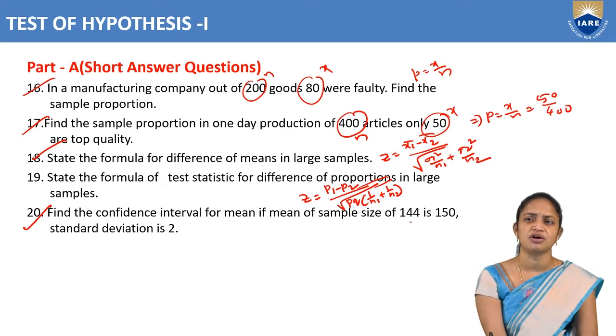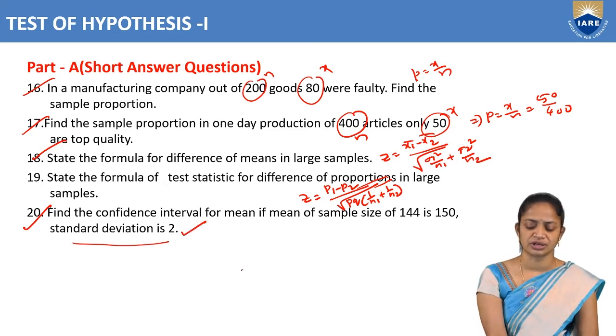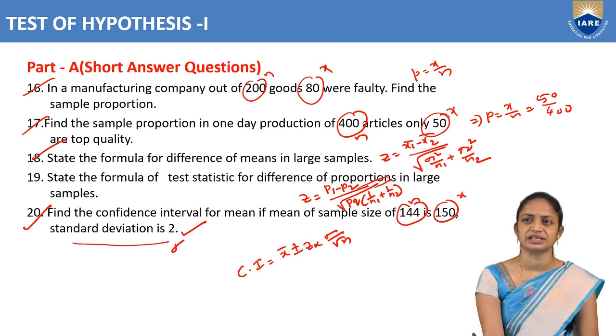If the mean of the sample of 144 is 150, the standard deviation is 2. So the confidence interval formula is: confidence interval equal to x bar plus or minus z alpha into sigma by root n. Here they have given the sigma value, and the sample size, so that means the n value is 144 and x bar equal to 150. So that is the formula. Otherwise we can use x bar minus z alpha into sigma by root n, comma, x bar plus z alpha into sigma by root n.